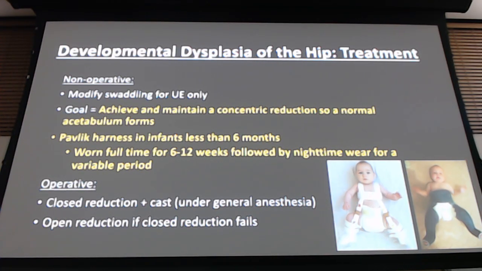So the goal of any treatment, you need to know this, is to achieve concentric reduction so that the normal acetabulum continues to form. Remember I told you things are growing, things are forming. Okay? So therefore you want to continue to have that normal growth, that normal formation. So Pavlik harnesses in infants less than 6 months. Do you guys get the sense that if you get to about 6 months and you haven't done anything, you might have to do something surgical? Yes. So that 6 months is paramount. So the sooner the better.